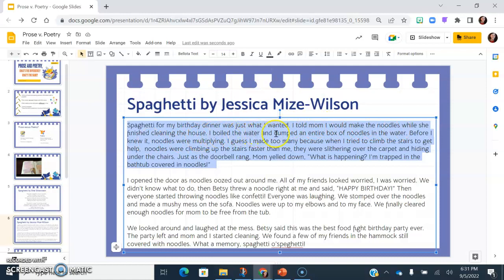I boiled the water and dumped an entire box of noodles in the water. Before I knew it, noodles were multiplying. I guess I made too many because when I tried to climb up the stairs to get help, noodles were climbing up the stairs faster than me. They were slithering over the carpet and hiding under the chairs.